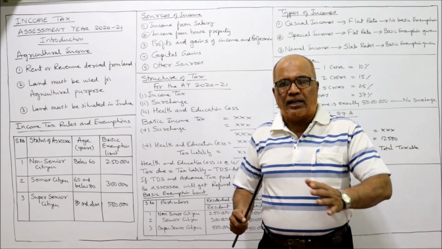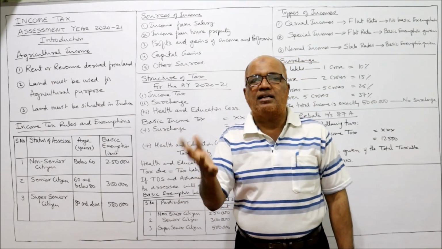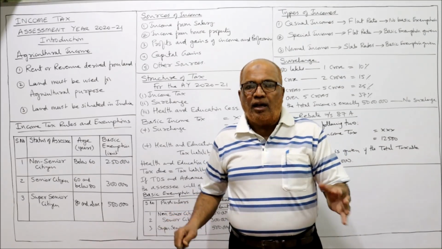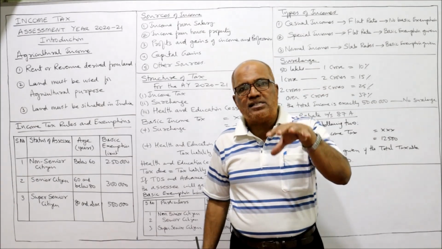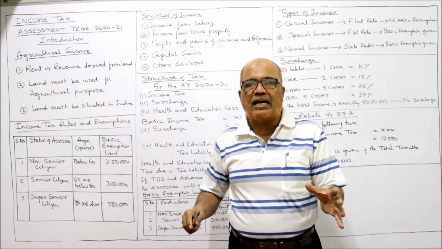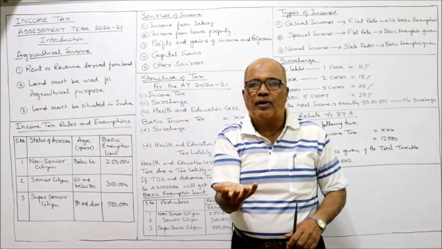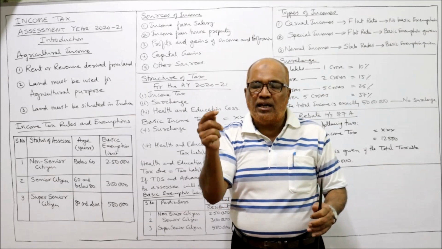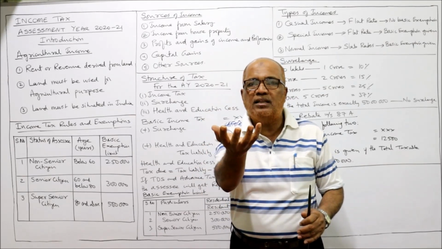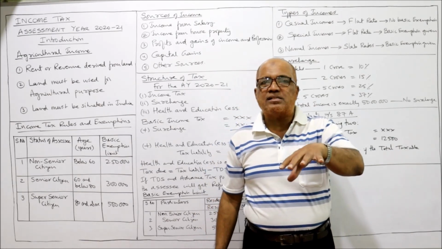Rent or revenue, the distinction is this: if Mr. X is the owner of agricultural land, he is a farmer, he is the owner of agricultural land, he is doing agricultural activities himself. So after growing the crops, growing the agricultural produce, he sold it and earned some revenue. So the Income Tax Act says he has used the agricultural land for agricultural purpose, earned the revenue, it is agricultural income, exempted.